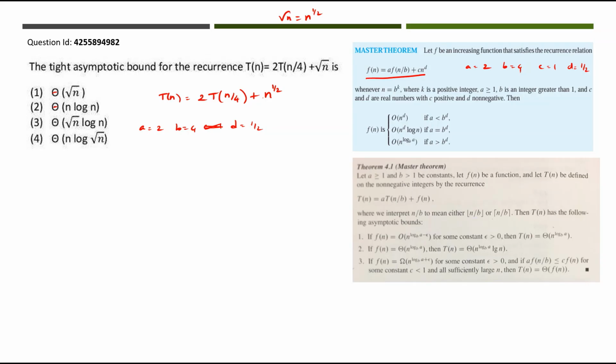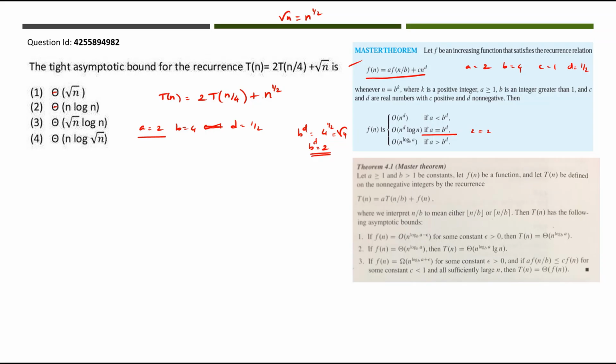They are asking for the tight asymptotic bound, but here everything is in the form of big O. We have to find b power d. What is b power d? It is 4 power 1 by 2. What is 4 power 1 by 2? It is the square root of 4. What is the square root of 4? It is 2. B power d will be 2. This will be equivalent to this condition. So a is also 2, and b power d is also 2.